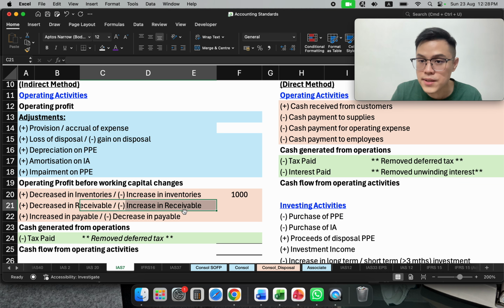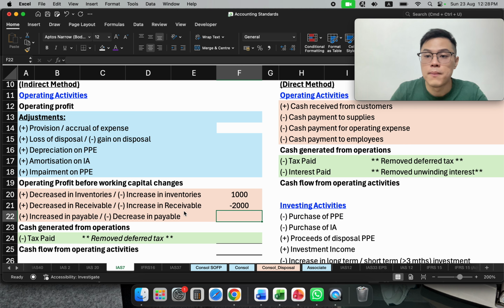Likewise for receivable. An increase in receivable is an outflow because you are telling your customer, hey, you can pay me later. Pay me later means what? The money is not with us. Therefore, it's an outflow. But if let's say last year 6,000, this year 4,000, what does it mean? It means that you have been chasing the money from your customers, so you receive the money from them. Therefore, if it is a decrease, it's positive.